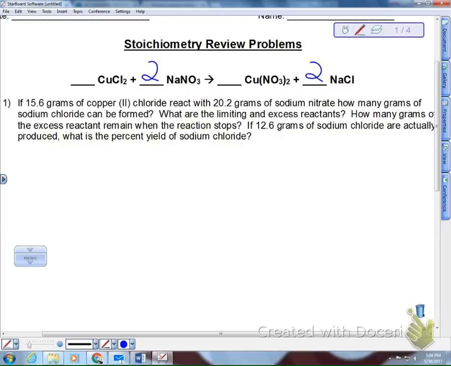Before I do this problem, I always find it easy to go ahead and find the molar masses of everything I need. So I did that using my periodic table. I got the molar mass of copper 2 chloride to be 134.45 grams per mole. The sodium nitrate I got to be 85, and the sodium chloride will be 58.5 grams per mole. Wouldn't hurt you to hit pause right here and see if you can get those numbers as well.